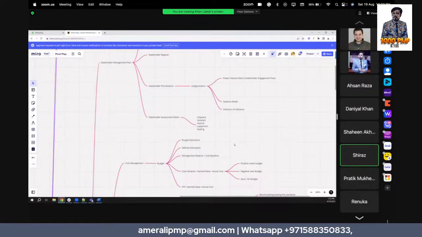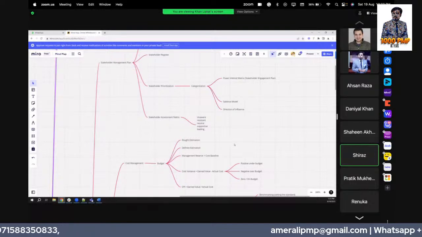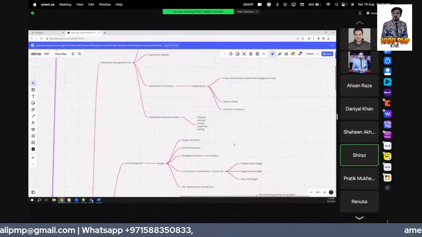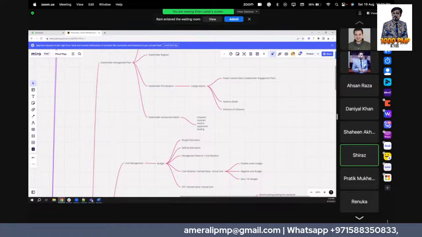Based on that, we want to keep an eye on them, how we have to monitor them. Then we have the stakeholder engagement assessment matrix. And we see where is their current engagement level and what is our desired engagement level. So we see if it is unaware, resistant, neutral, supportive, or leading. So we try to move the people from one stage to the next stage. That is our desire there.